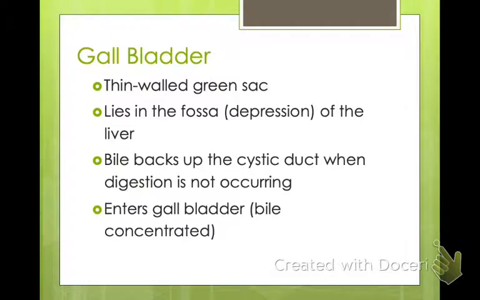Now, if the liver produces too much bile, it will be stored in the gallbladder. And the gallbladder is this really small little green sac that is in a depression or fossa of the liver, and I'll show you where that is on the next slide. So bile will back up the cystic duct if there's no digestion occurring. Like I said in the previous slide when I was showing you all of the ducts, the cystic duct will allow extra bile in there for storage, or it will release bile if it's needed for digestion. So that cystic duct is only used when digestion is not occurring for bile to go into the gallbladder, or when digestion is occurring for bile to come out of the gallbladder.